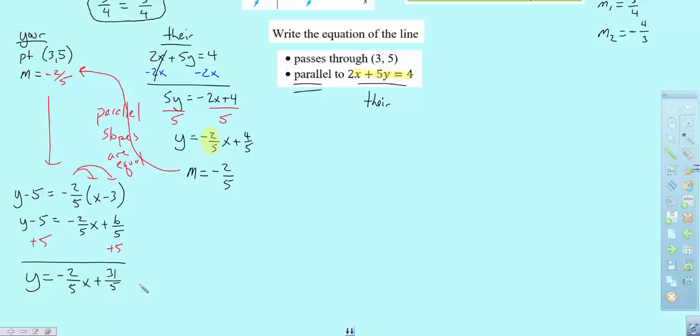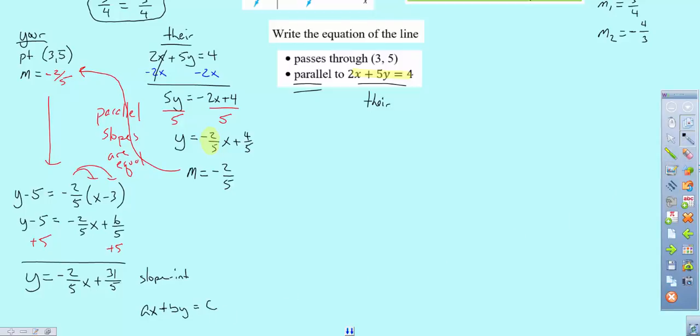Obviously, please make sure you read the directions carefully. This is slope-intercept form. They may ask you for standard form. I'm not going to go back over that; I'm going to leave that up to you at this point. We've got other videos that already show you how to do that. Remember, standard form is ax plus by is equal to c.